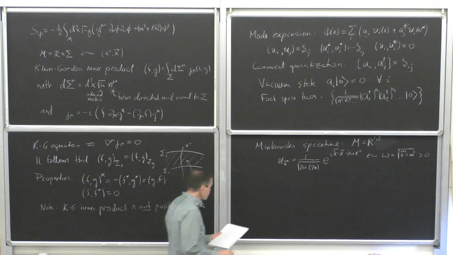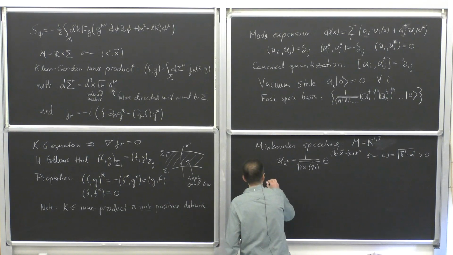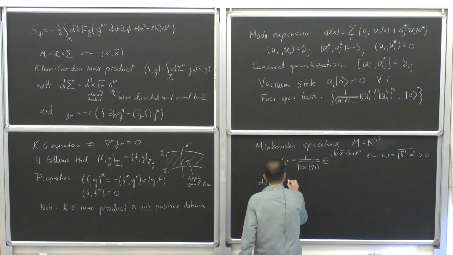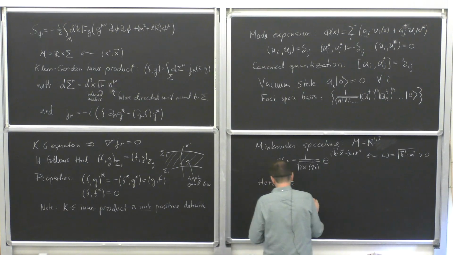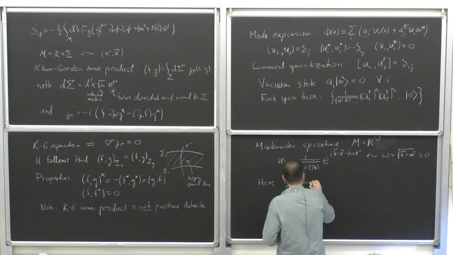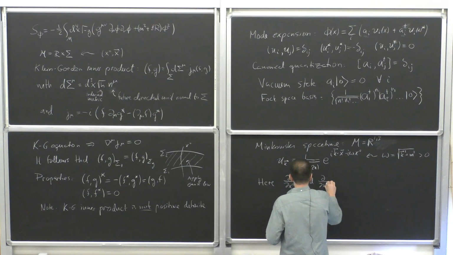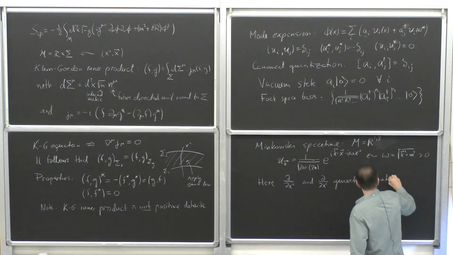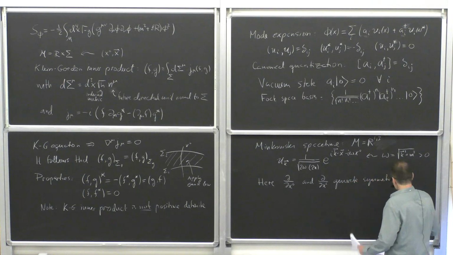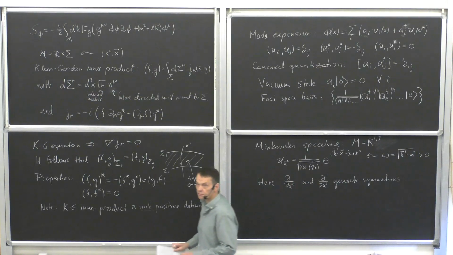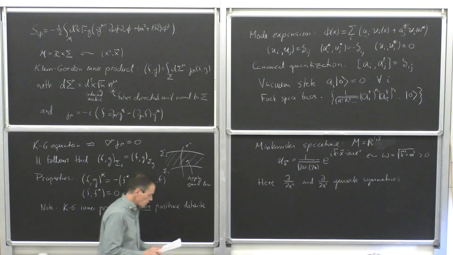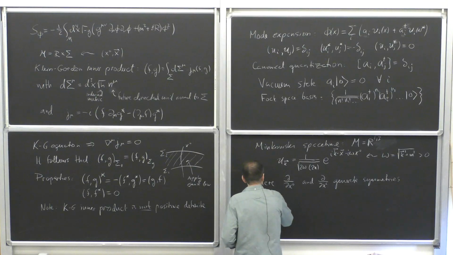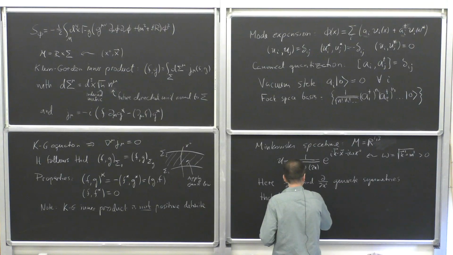Now, in this case, we have symmetries. In particular, we have time translation symmetry, and we have spatial translations. These generate symmetries. And those symmetries are, of course, just a subset of the Poincare transformations. But it's important that for Minkowski space, they leave this vacuum invariant.